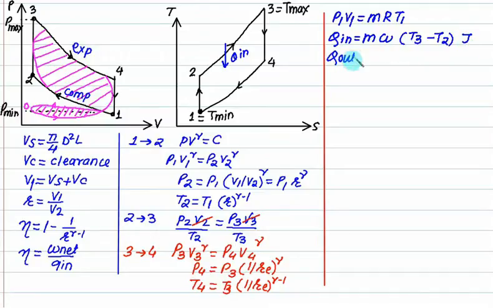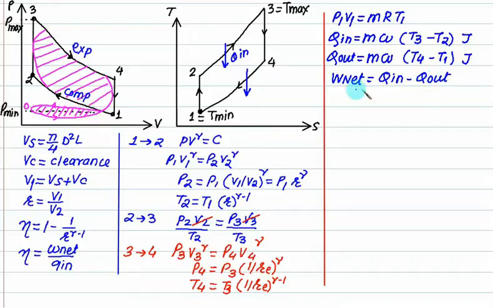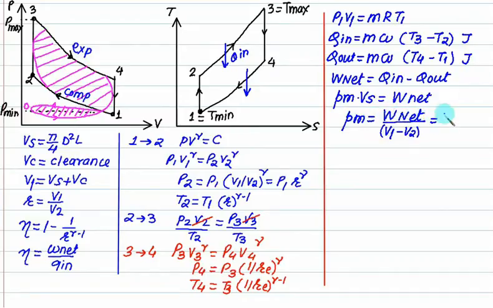The Q out is from process 4 to 1, which is again a constant volume process. So this is T4 minus T1, and Q in minus Q out is W net. So Q in minus Q out. Follow the very simple steps. Once we know the W net, we have a formula that PM multiplied by Vs equals W net, and very well we can find out mean effective pressure. That is W net divided by Vs. Value is given, we can use that value.